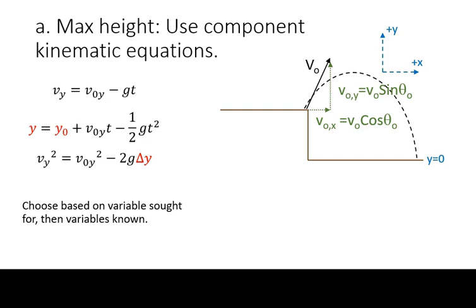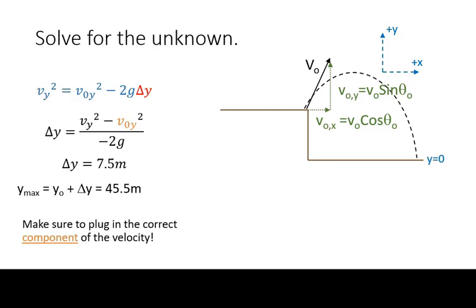For maximum height, notice there are two equations addressing this variable. However, because we don't know time, only one of those equations has all the known variables. Note that the vertical velocity is implicitly known at maximum height because maximum height is defined as where the vertical velocity is zero.